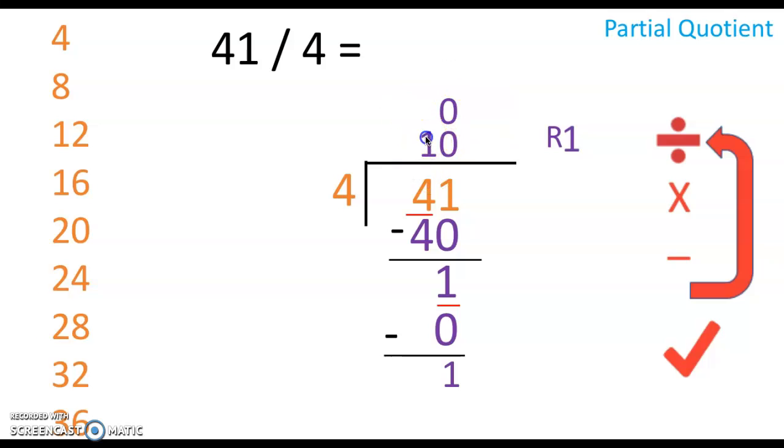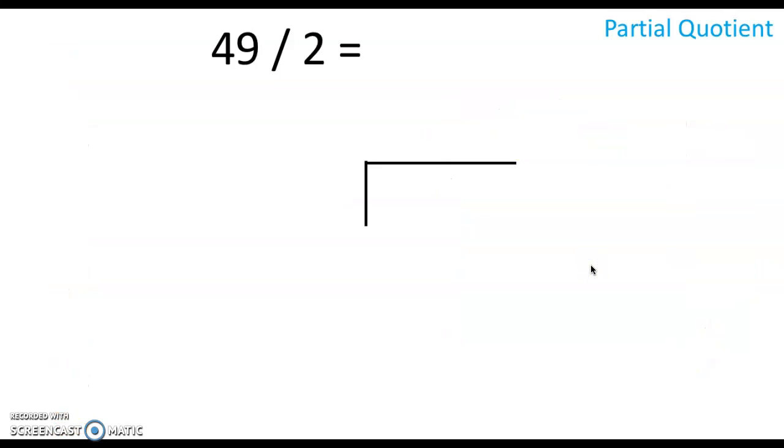We have a 1 in the tens place and a 0 in the ones place, giving us an answer of 10 with a remainder of 1. Erase that. Let's try one more together. We have 49 divided by 2.